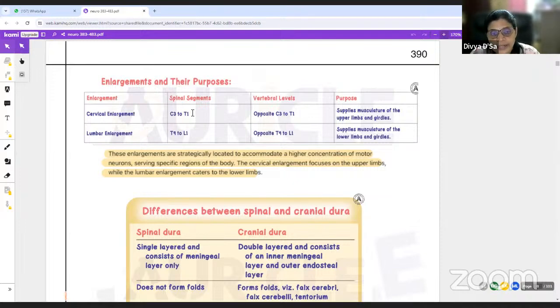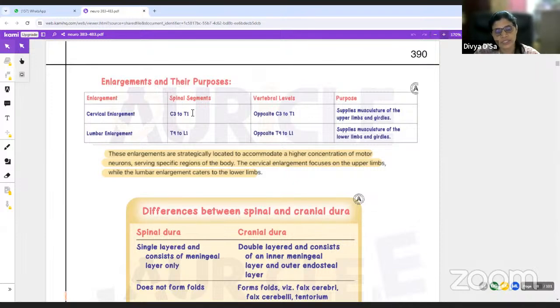The lumbar enlargement is T9 to L1. It lies opposite to T9 to L1 and supplies the musculature of the lower limbs and the girdles. Girdles here means the pelvic girdle, whereas the cervical enlargement supplies the pectoral girdle.